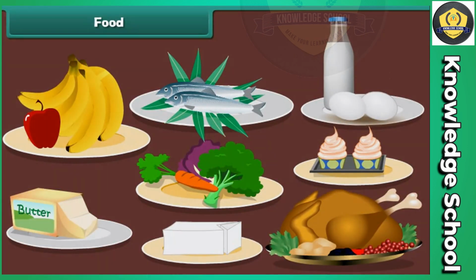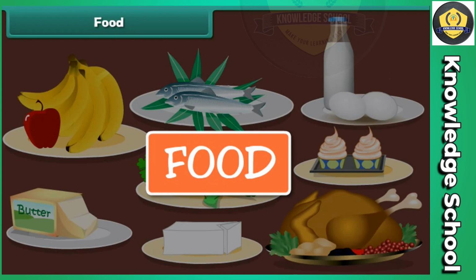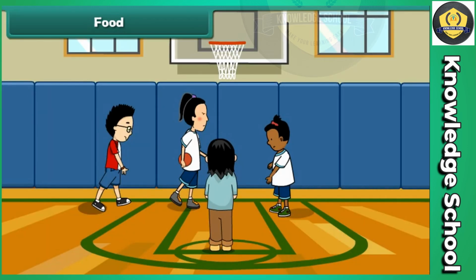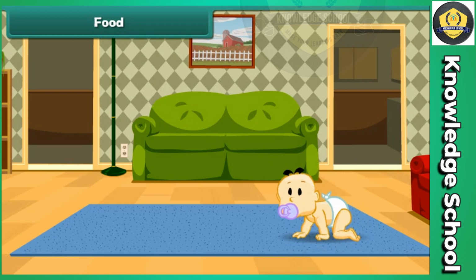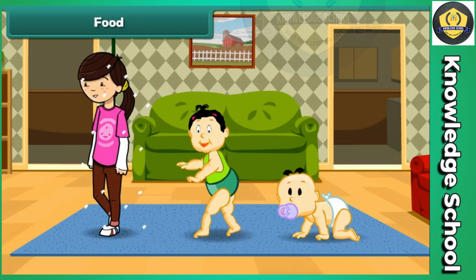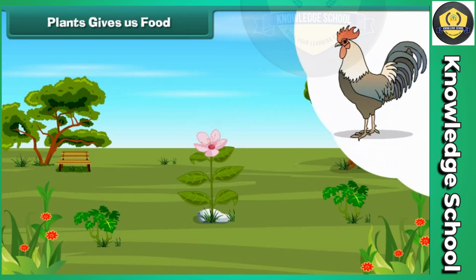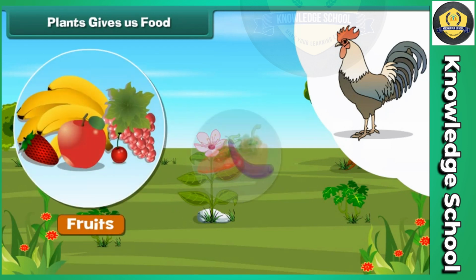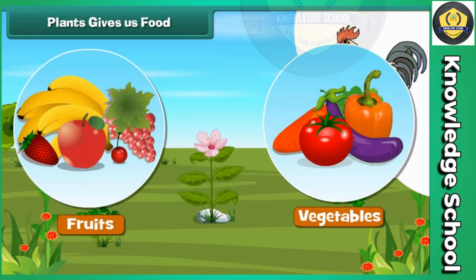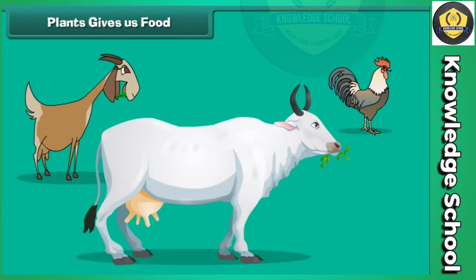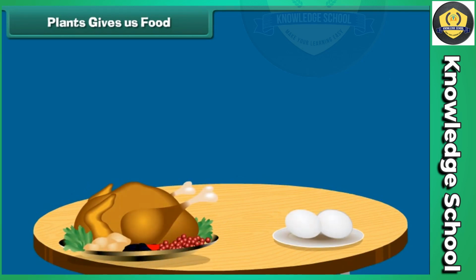We all need food to live. We eat different types of food every day. Food gives us energy to work and play. It keeps us healthy. It helps us to grow strong. We get food from plants and animals. Friends, plants give us fruits and vegetables. They are good for us. Animals give us meat, eggs, and milk.